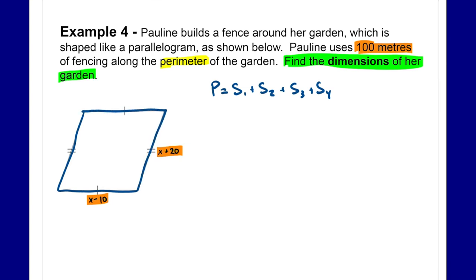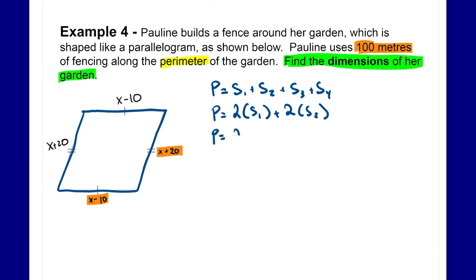Now, because it's a parallelogram, you could have written this a different way. You could have written this as P equals 2 times side 1 plus 2 times side 2, because opposite sides are parallel. So even though they're not labeled, this side is still x minus 10, and this side is still x plus 20. We just have to keep that in mind. So I could double the one side, double the other side, and add them together. That would also work. Either way you choose to do it is up to you, but you should still get the same answer. So let's plug in our values.